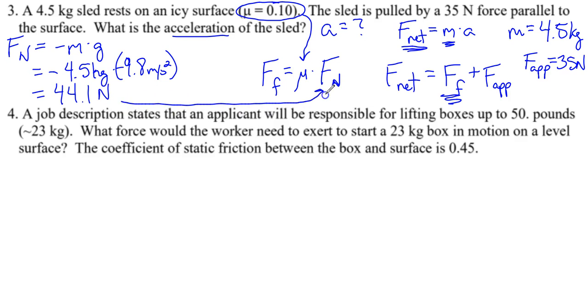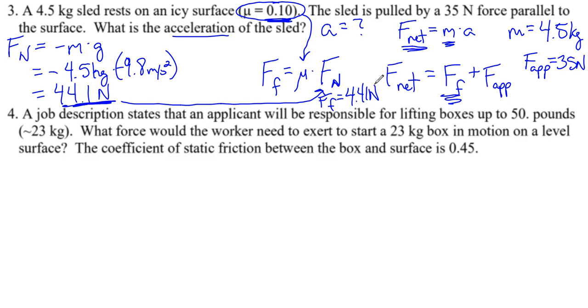So plug that into this equation to get our force of friction. The force of friction is 0.10 times 44.1, which gives us a force of friction of 4.41 newtons. Okay, so then we can take that and plug it into our net force equation.